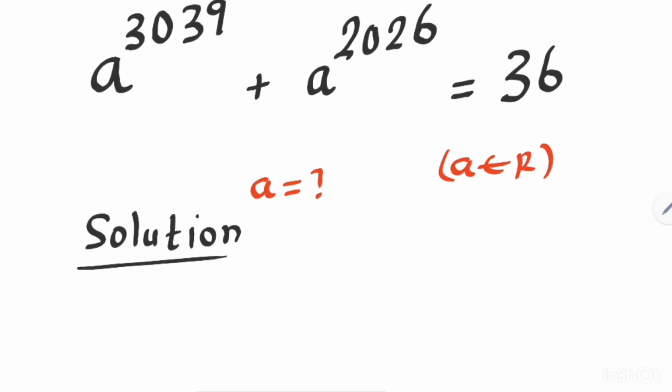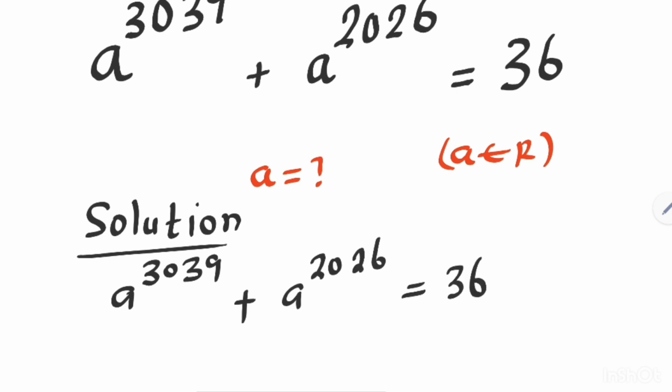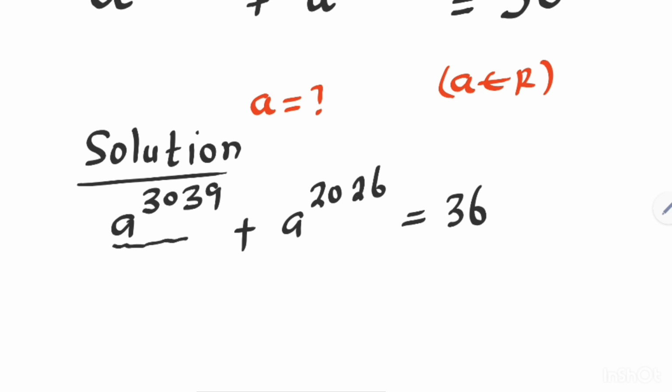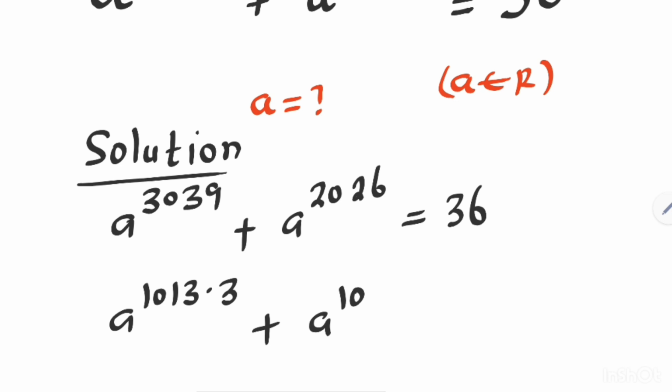We have the given equation a raised to power 3039 plus a raised to power 2026 is equal to 36. This can be written as a raised to power 1013 multiplied by 3 plus a raised to power 1013 multiplied by 2 is equal to 36.